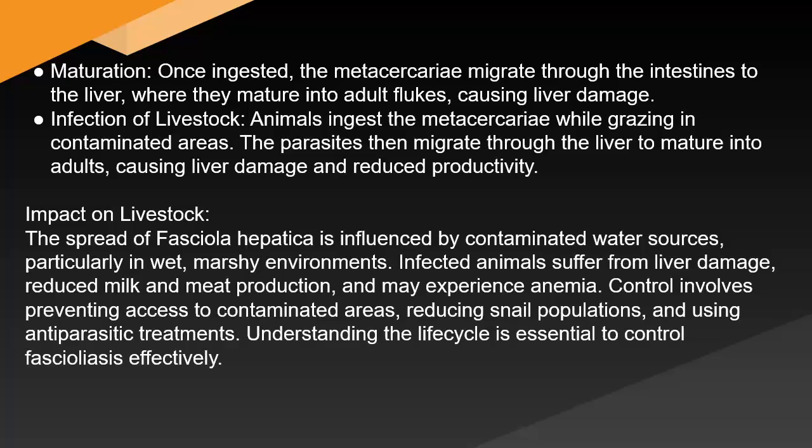damage. Infection of livestock. Animals ingest the metacercariae while grazing in contaminated areas. The parasites then migrate through the liver to mature into adults, causing liver damage and reduced productivity. Impact on livestock. The spread of Fasciola hepatica is influenced by contaminated water sources, particularly in wet, marshy environments. Infected animals suffer from liver damage, reduced milk and meat production, and may experience anemia. Control involves preventing access to contaminated areas, reducing snail populations, and using antiparasitic treatments. Understanding the life cycle is essential to control fascioliasis effectively.